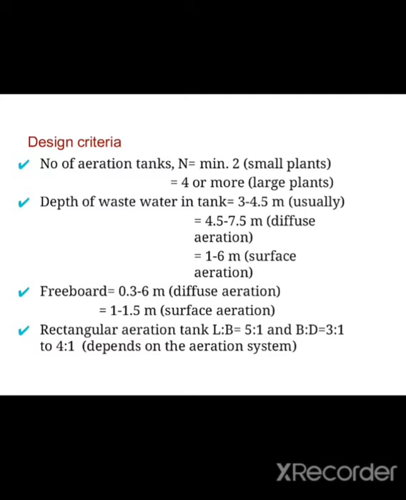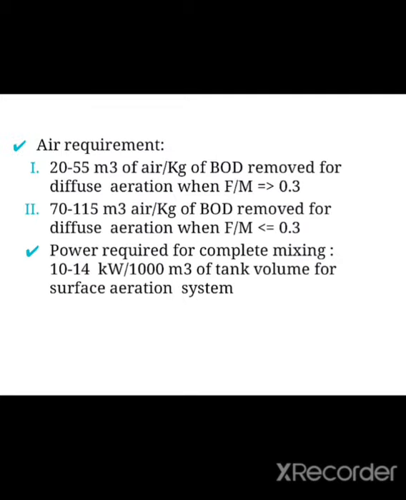For the freeboard, in diffused aeration, we may provide around 0.3 to 0.6 meter. For surface aeration, we may provide around 1 to 1.5 meters. For the rectangular aeration tank, L to B is 5 to 1, and B to D ratio is 3 to 1 to 4 to 1, depending on the aeration system.